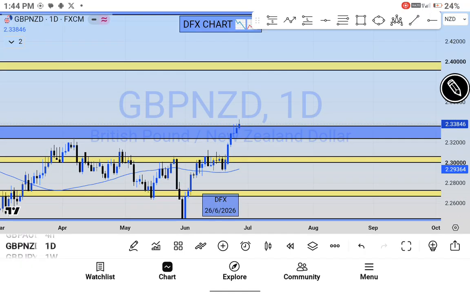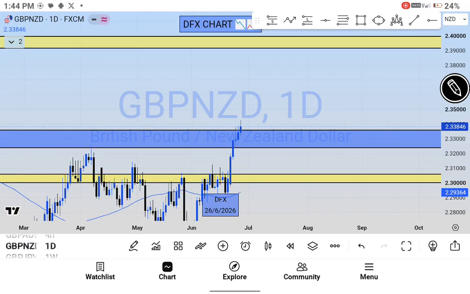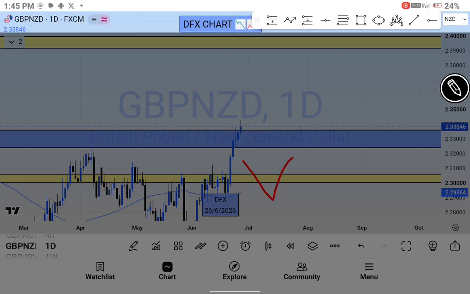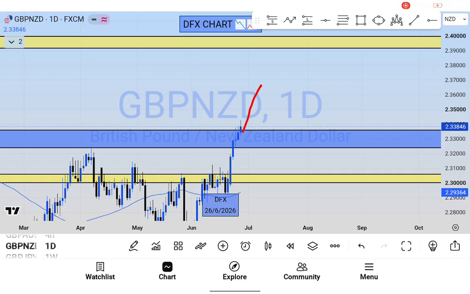On the daily time frame, we can still have a push below. You can have a push below before we buy, but I would prefer us having a push above, retest, and we buy.